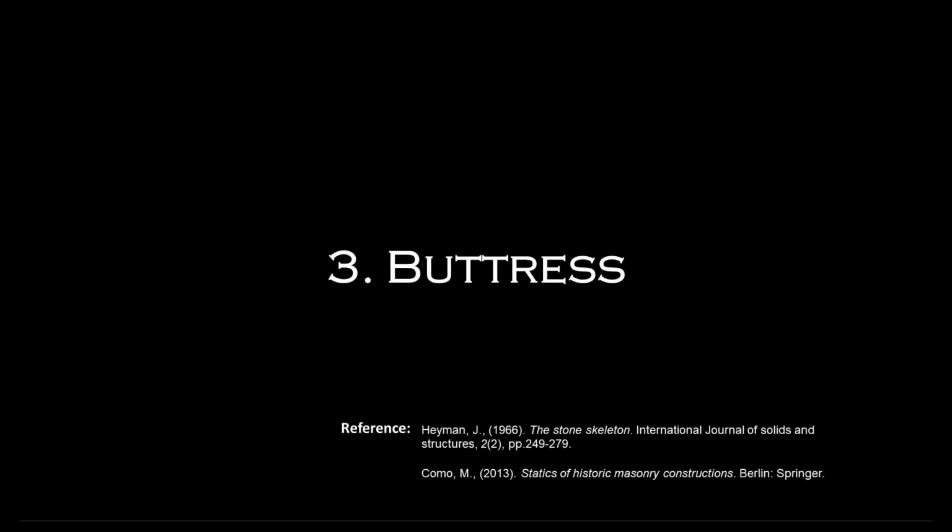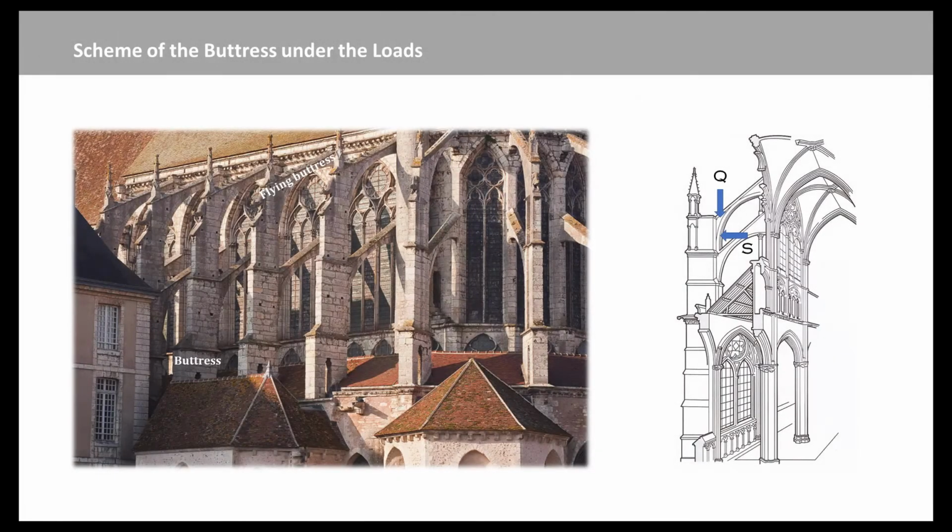Next, we will study the traditional buttress. This figure shows a masonry buttress under the vertical load Q and the thrust S conveyed to it by a flyer. The buttress generally has a stocky shape because its weight has to balance the action of the thrust S. The weight G of the buttress is dominant with respect to the load V.